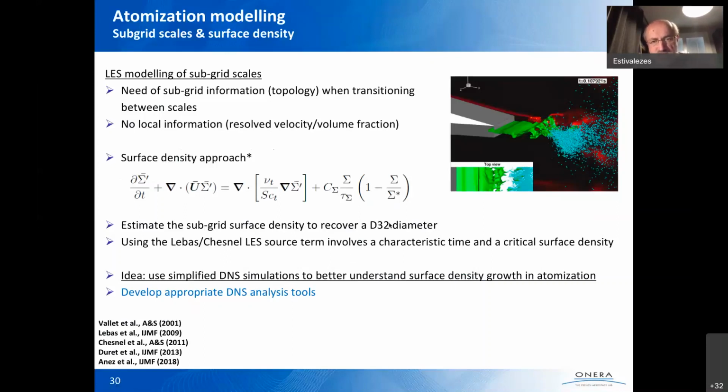They find that the search terms can be linked to the characteristic time and critical surface density. So our idea is to use a simplified simulation to better understand this fact and to give something a little bit more elaborate than the model of Le Baye-Chenel. In order to do that, we have to develop an appropriate DNS analysis tool, because we have to capture and follow during the simulation the production of the surface density, and track all the types of structure from ligament to blobs to droplets that are formed during the atomization process.